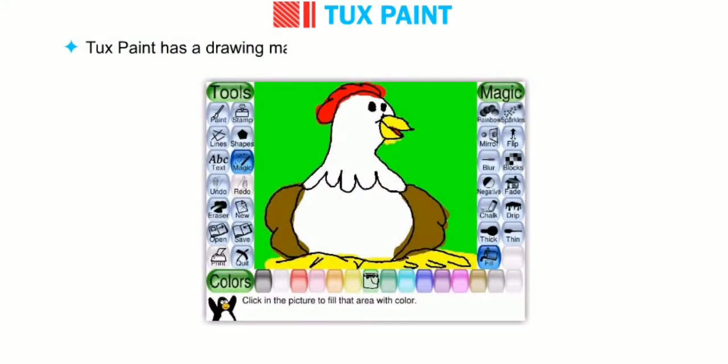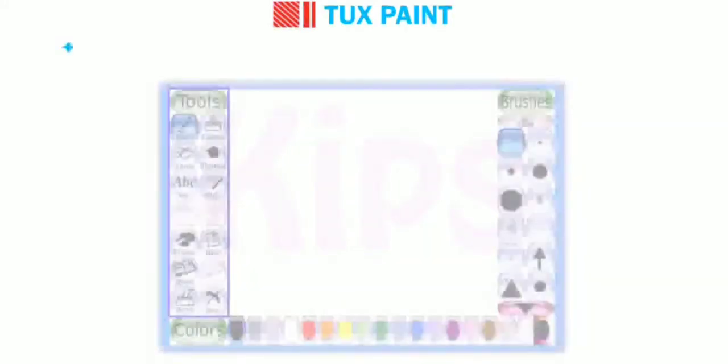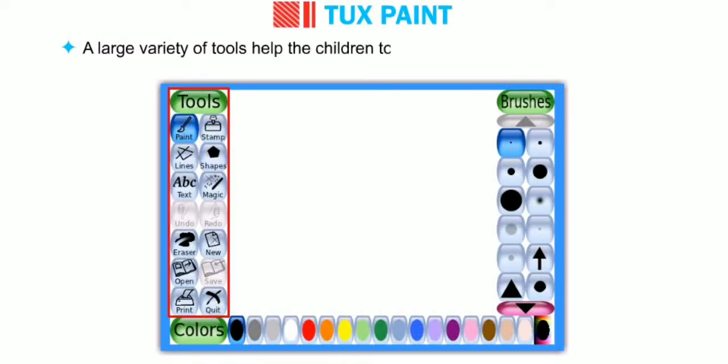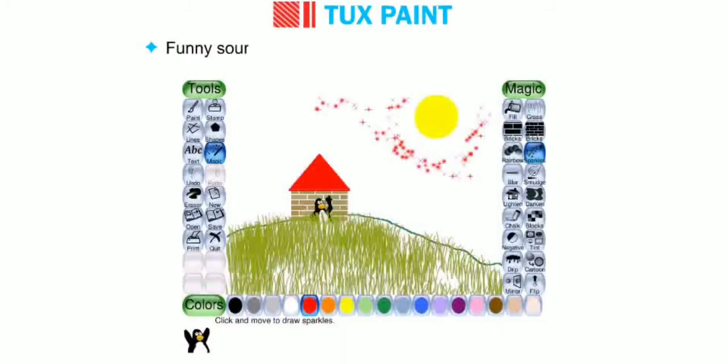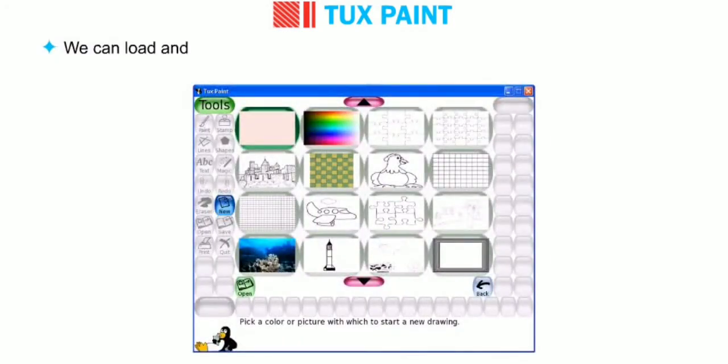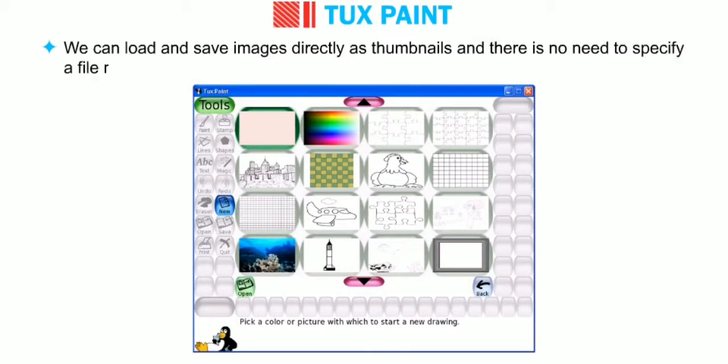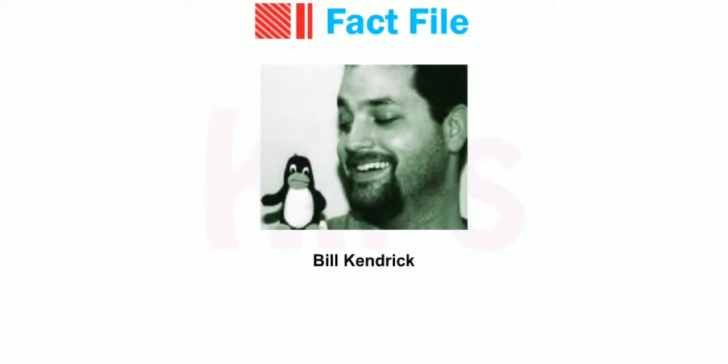Tux Paint has a drawing mascot who helps you to know more about Tux Paint. A large variety of tools help the children to bring out their best creative designs. We can add personalized stamps on our drawing once we finish it. Funny sound effects are played when we select any tool. We can load and save images directly as thumbnails, and there is no need to specify a file name. Do you know who he is? He is Bill Kendrick, the lead developer and designer of Tux Paint.